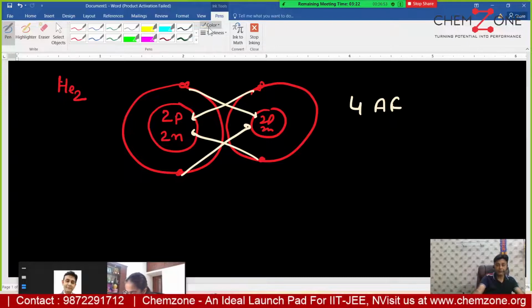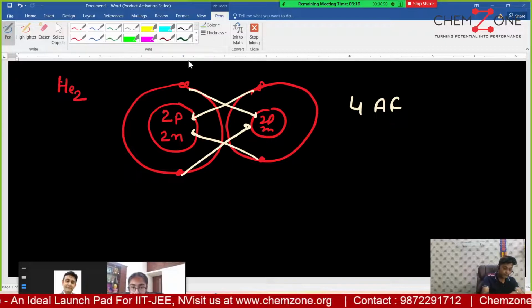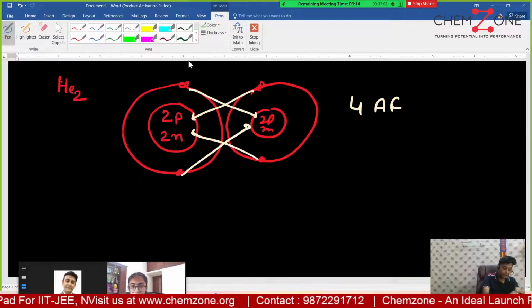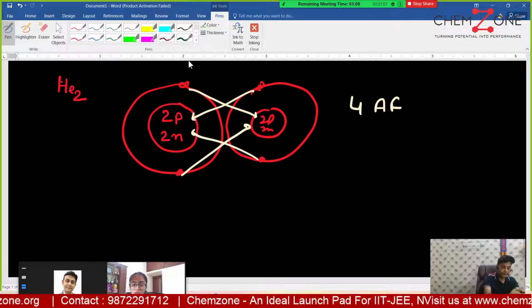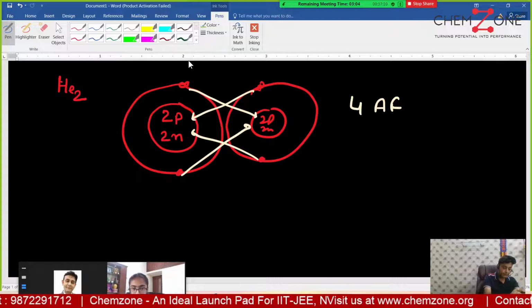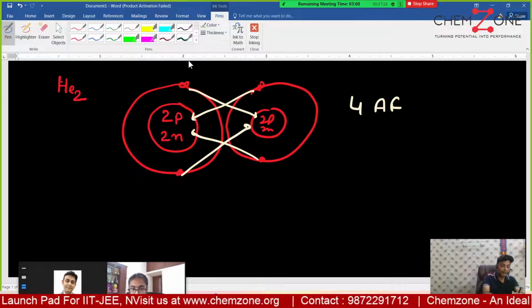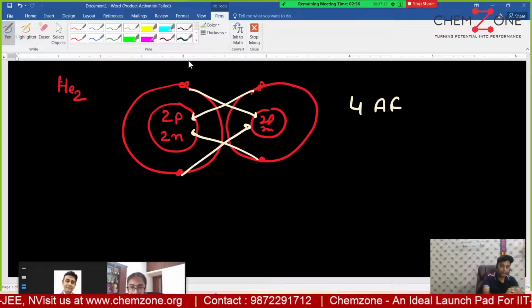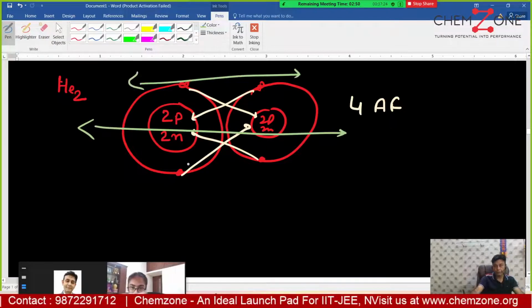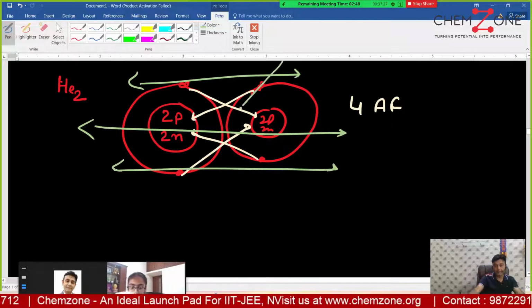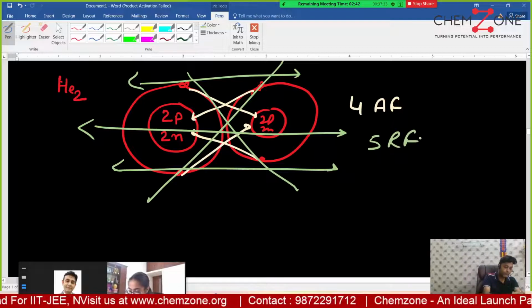Can you count the number of repulsive forces that may be there? So the nucleus to nucleus, that would be one. Then one electron to two, three, and then four and five. Five repulsive forces are there.